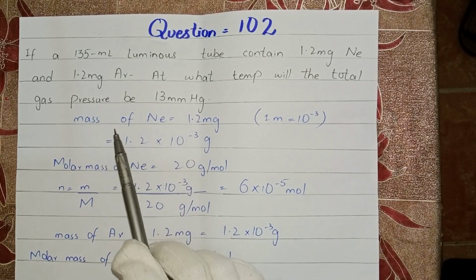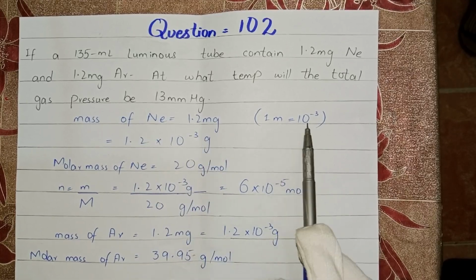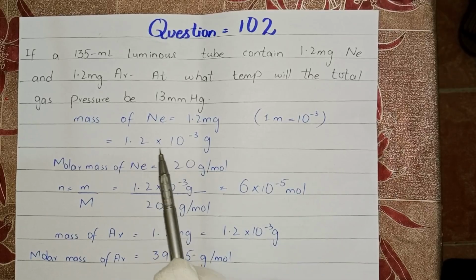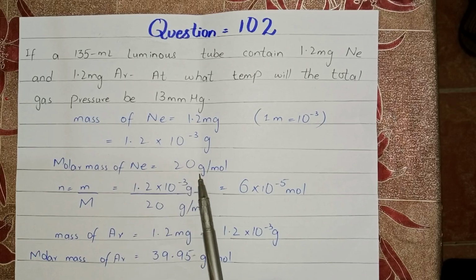With the given data, the mass of neon is 1.2 milligram. We know that milli is equal to 10 raised to the power minus 3, so the mass will become 1.2 into 10 raised to the power minus 3 gram. Molar mass of neon is 20 gram per mole. So we can find the moles of neon.